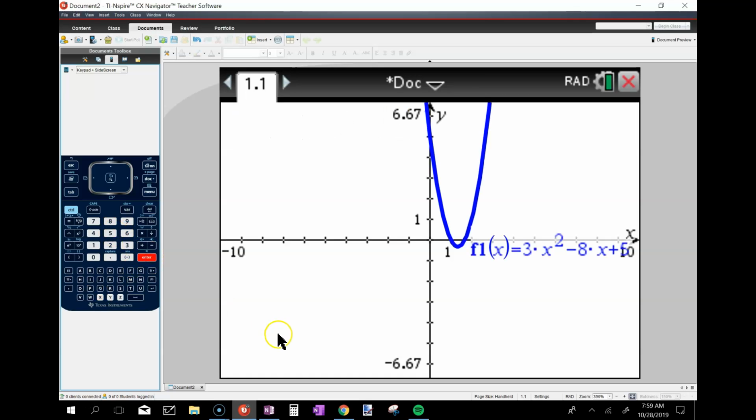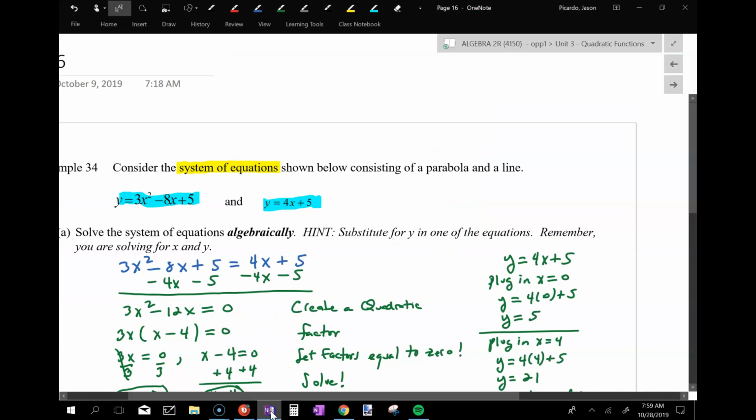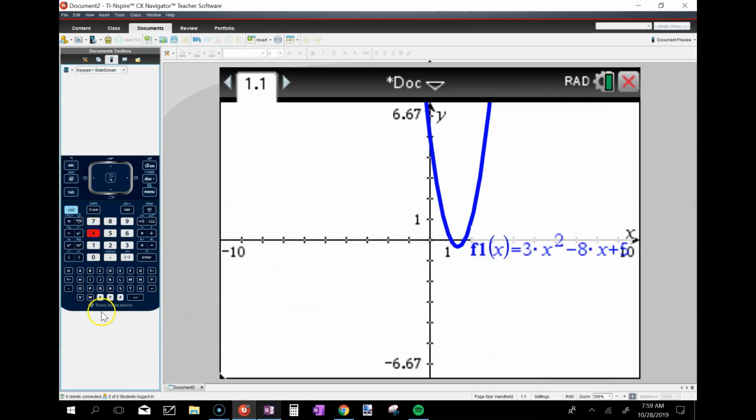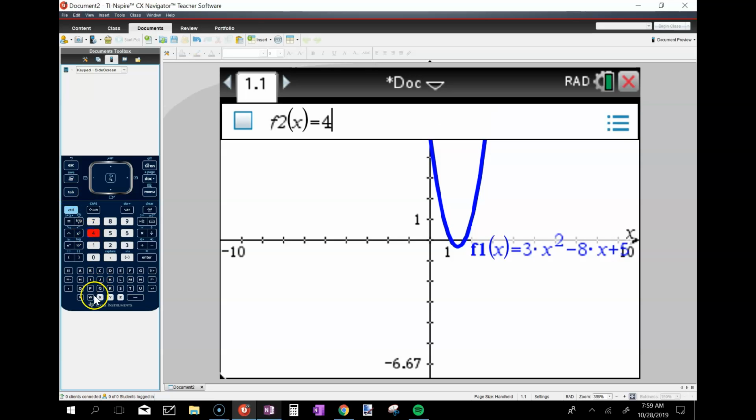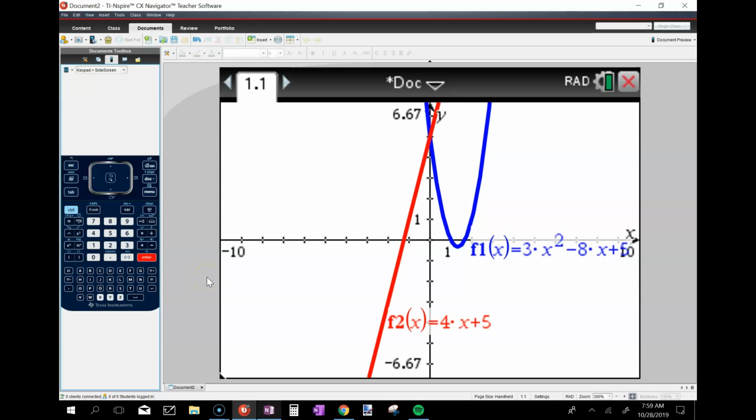And I get a parabola. And then I have 4x plus 5. And I have a line. Guys, how do I get that second one in there? What button do I have to push to add an equation? The tab button, right? Almost like I've done this before, huh?